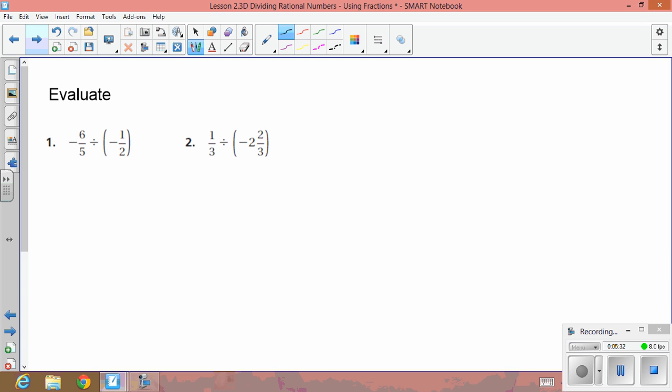Okay, for these two examples, please take a minute to solve them on your own, and I'll go over the solutions once you're done. So now will be a good time to pause.